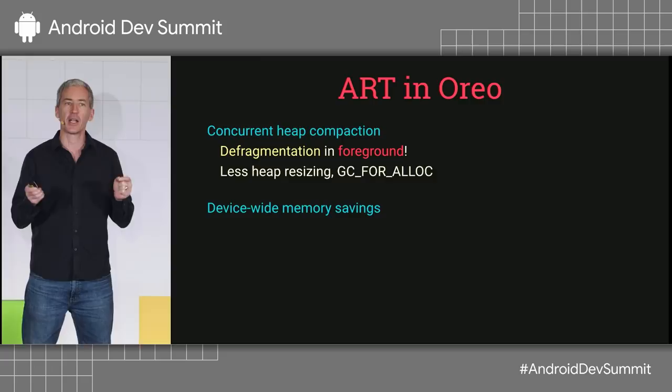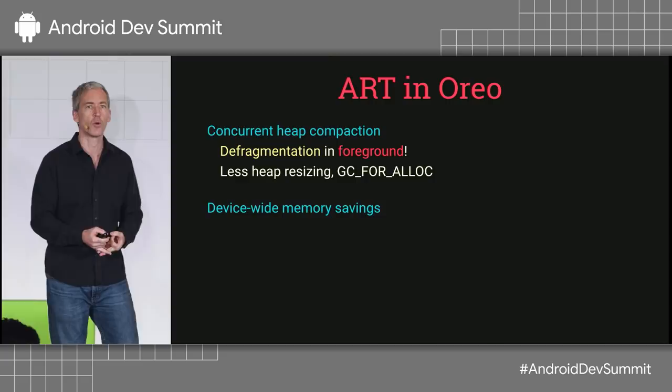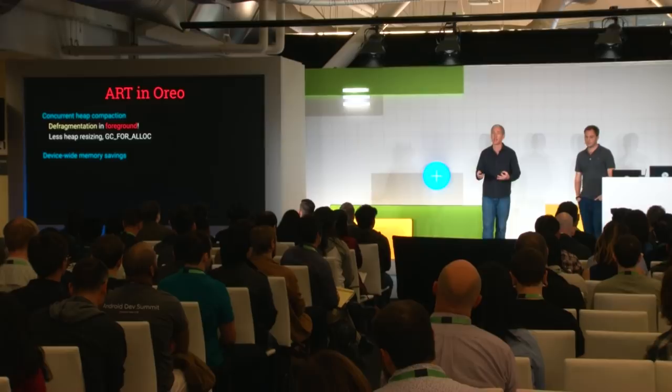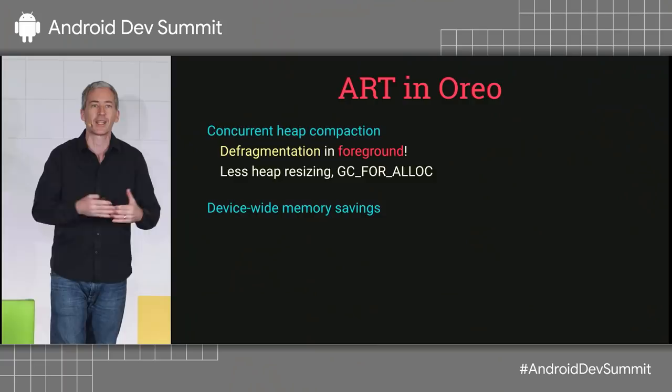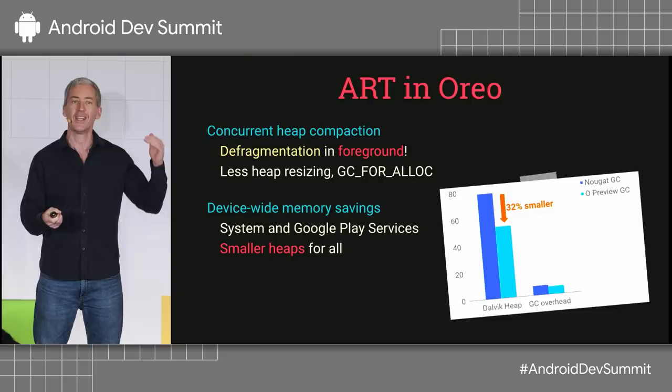Think about it. If you can only defragment the heap when an application is in the background, what about the applications and services that are constantly in the foreground? System service, Play services, system UI. We couldn't necessarily defragment those until it got into a really bad situation. Wouldn't it be nice if we could do it in the foreground so that those things were optimized? If we can do it for them, that means we're getting system-wide savings on the pure heap size of all of those applications. Smaller heaps for all means less memory in the entire system. And what we found was the entire device had about a 30% savings on overall memory requirements.